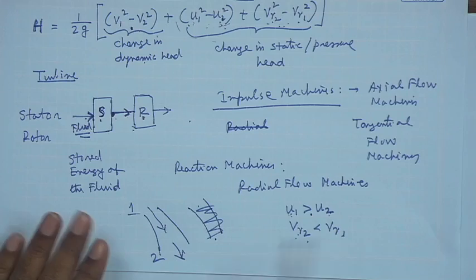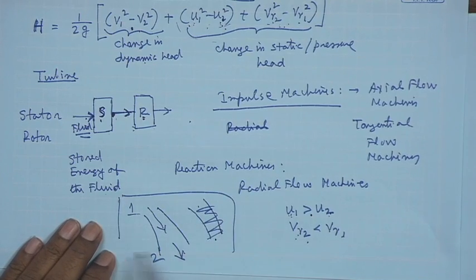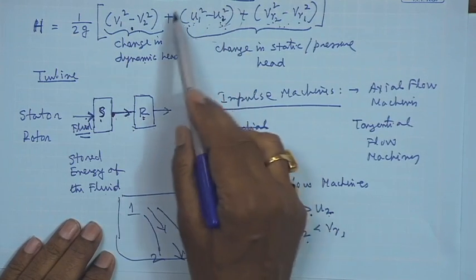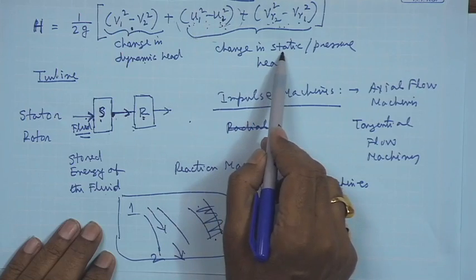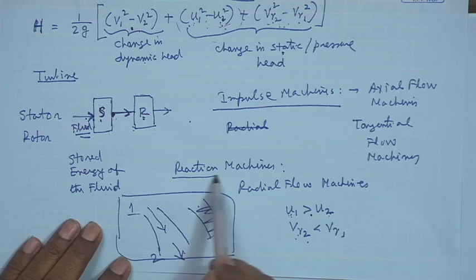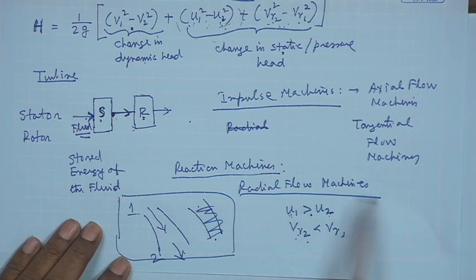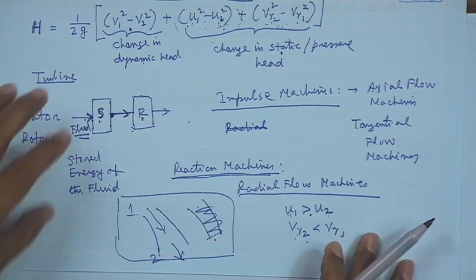But these things have never been done in practice. This cannot be done because of this thing in the independently contributing the change in static pressure rate. All radial flow machines are reaction machines. So, that is the difference between impulse machines and reaction machines.